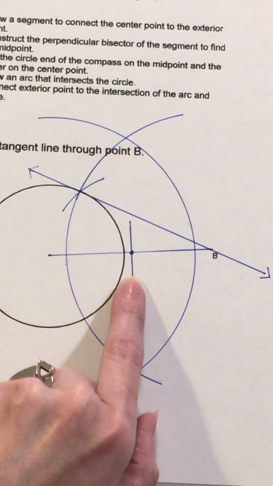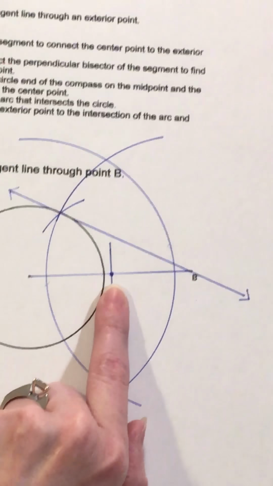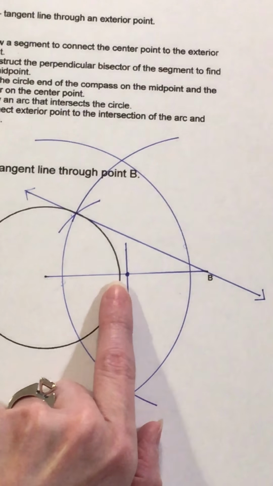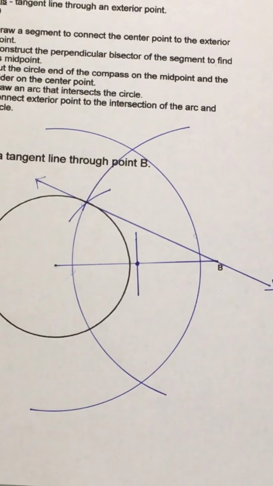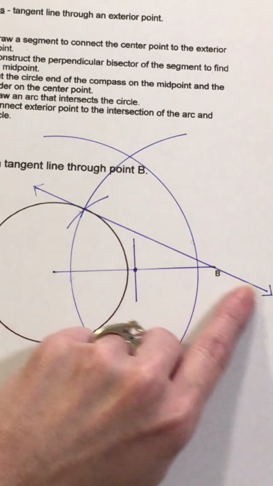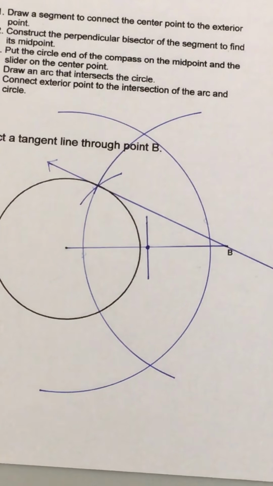Also, this midpoint here can be on the outside of the circle like it was for this one. It could be on the circle or even inside of the circle, depending on where point B is located. So this is correct if it's really tangent to the circle, which means it just barely grazes the edge of the circle.